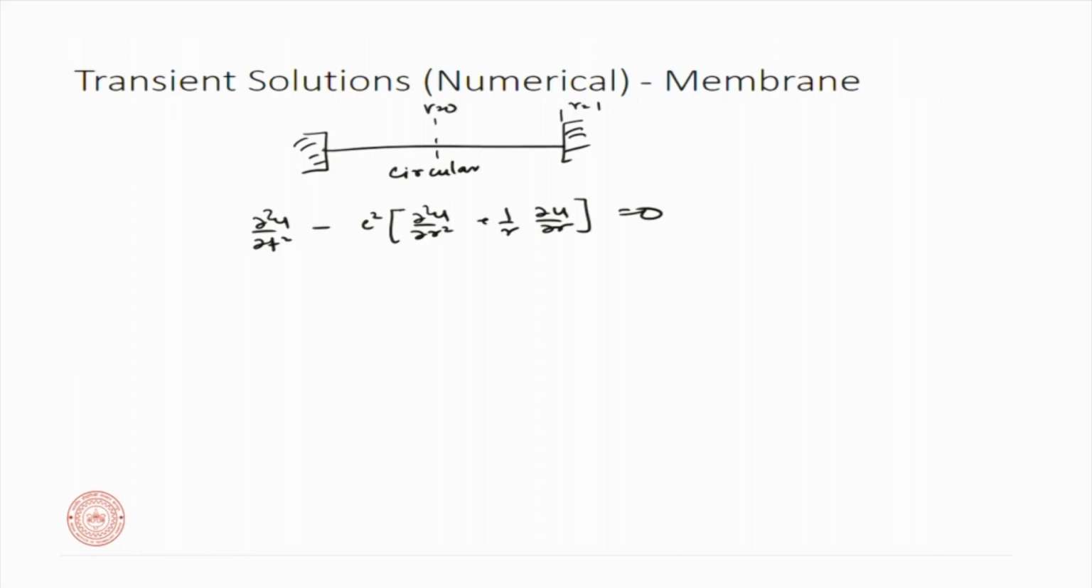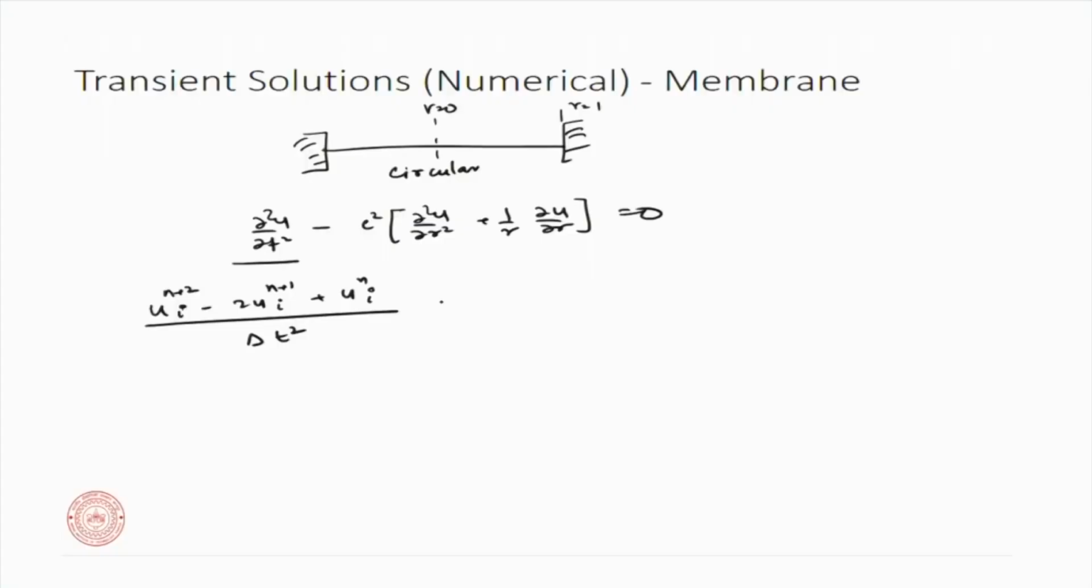Taking it to the right hand side, we can solve this. Now, numerically, this can be differentiated as u(n+2, i) minus 2 u(n+1, i) plus u(n, i) divided by Δt². This is the second order derivative. Please refer to lectures 4 and 5 in which we have covered the numerical techniques. Second order derivatives and first order derivatives have been covered in that. So, this is the second order derivative from Newton's method. This is equal to c².